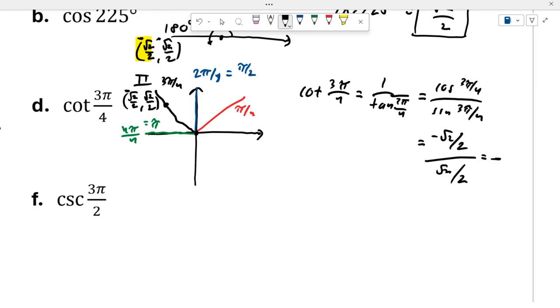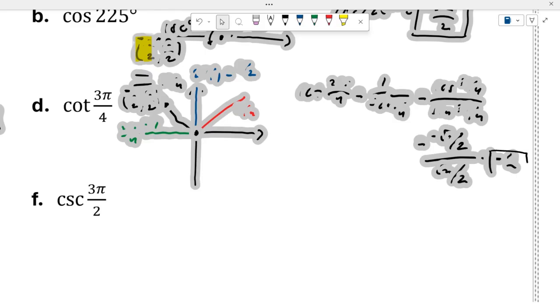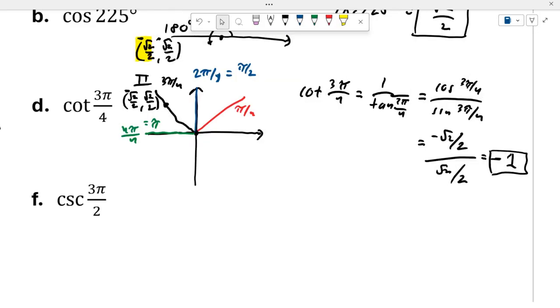You've got root 2 over 2 over root 2 over 2. And that happens at your middle angles, right? Because that's when you see the root 2 over 2s a lot. Well, that's exclusively where you see them. So I have something over itself, which is 1. So my final answer here for D is just negative 1, because it's negative root 2 over 2 over root 2 over 2. So that simplifies to negative 1.